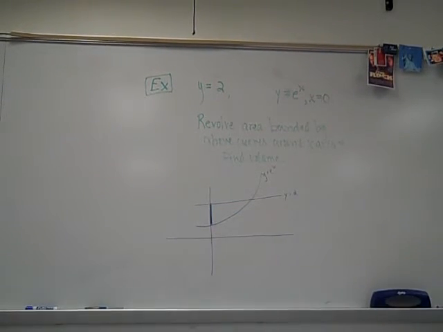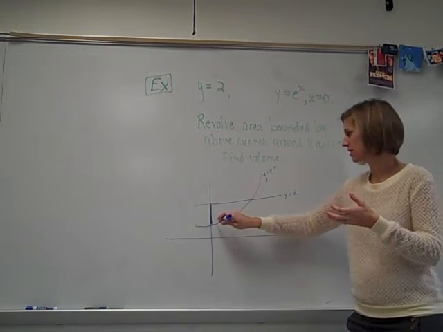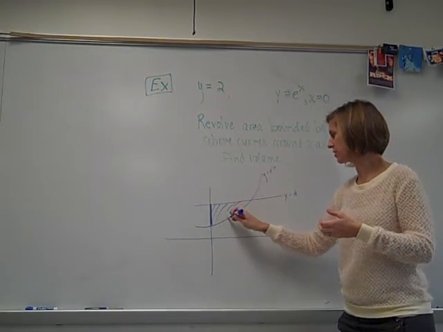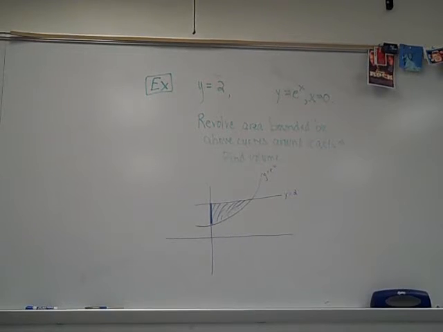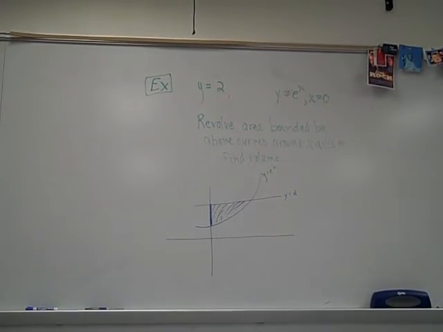Once you graph all of your parts, you should have a bound space. It doesn't leak out, if you know what I mean. So here's my bound space. It's contained on all sides, and that's what I'm trying to rotate. So revolve that area around the x-axis.